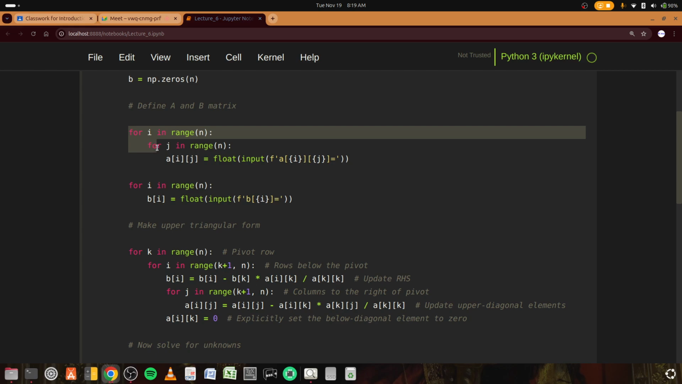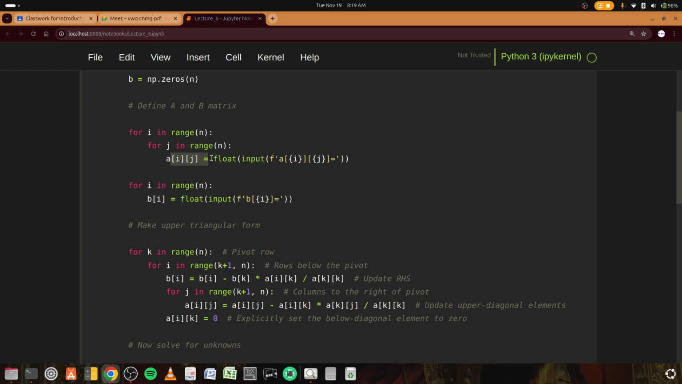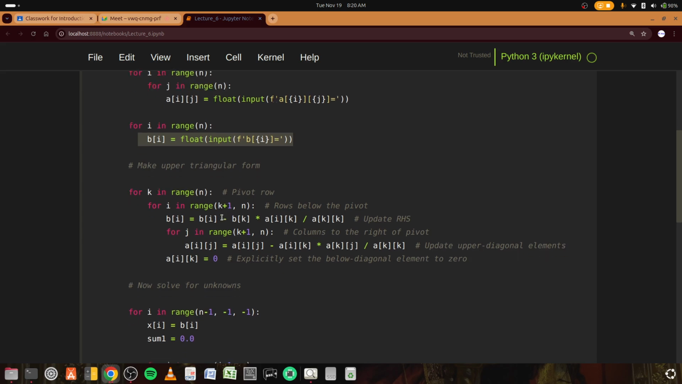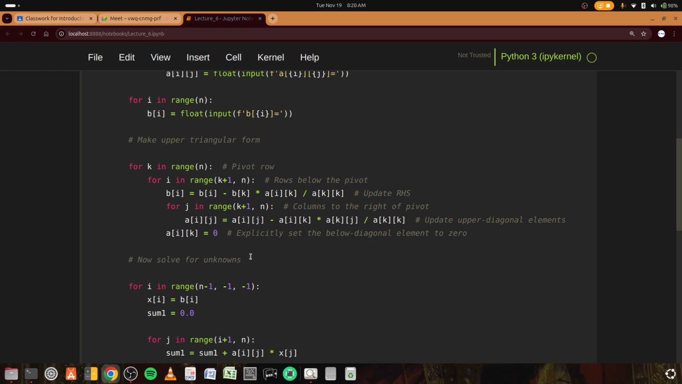So for i in range n and for j in range n, we will modify the aij values, meaning the elements in the matrix, and then again we will also input all the bi values, or the non-homogeneous part of the equation. So here we will input all the coefficients from the coefficient matrix, and then we will input the non-homogeneous part. So let's do that first.